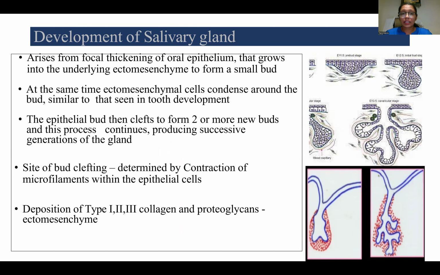So it arises from the focal thickening of the oral epithelium that grows into the underlying ectomesenchyme in order to form a small bud. So we can see that a bud is going to be formed here. At the same time, these ectomesenchymal cells are going to condense around the bud. So there is the condensation of the ectomesenchymal cells. This is similar to that seen in tooth development.